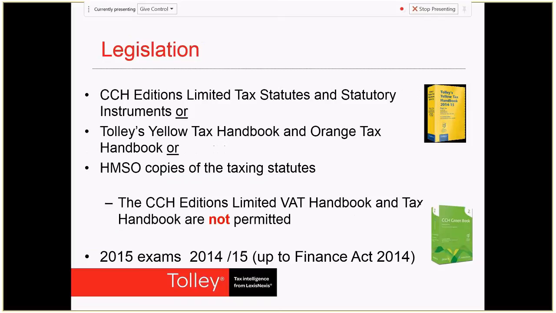Okay, so the legislation. It doesn't matter if you use CCH or if you use Tolley's. Obviously I use Tolley's because I get it for free. They're all the same, really. But what matters is how you use them in the exam. And to be honest, you won't use them as much as you might think in the exam. But we have to have them there because they're like a comfort blanket, aren't they? So we don't lose the exam without them. But you won't use them too much, but you could use them in a way that really helps you if you know what to do.